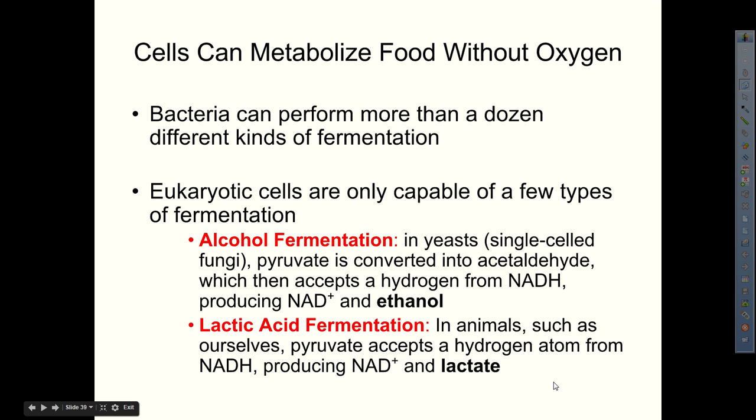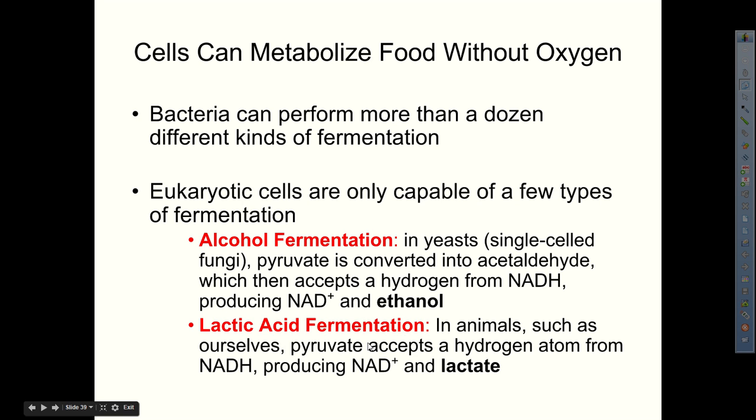There are so many different kinds of fermentation, but we're just going to focus on 2 that eukaryotic cells perform. Alcoholic fermentation is performed by yeast, and in this process, pyruvate is converted into acetaldehyde, and then it will eventually end up being ethanol. This is a product that we use in the brewing industry. So yeast are actually really important in a lot of industries. Any kind of baking or brewing industry really relies on yeast being able to ferment well.